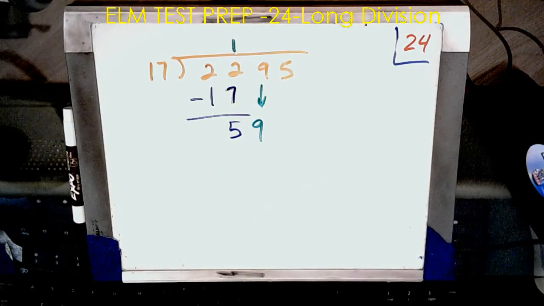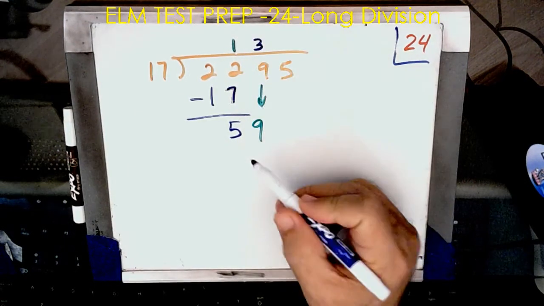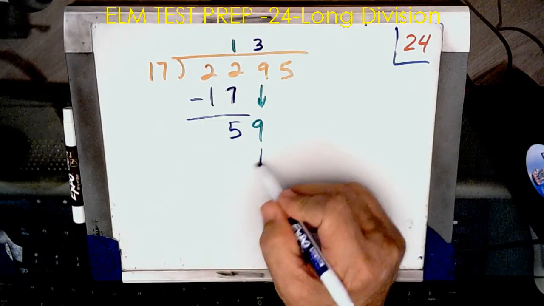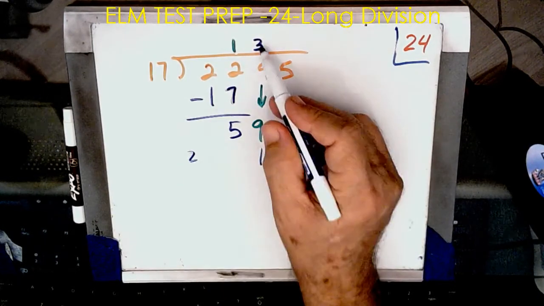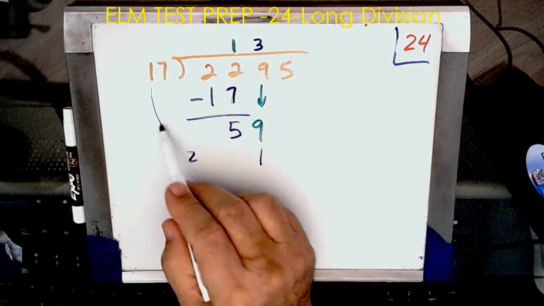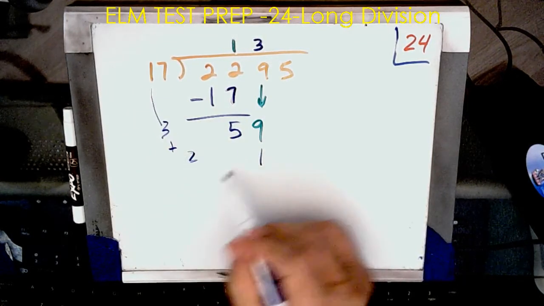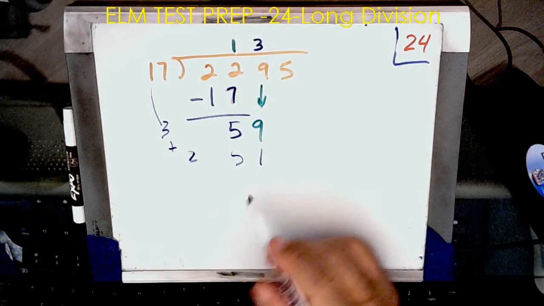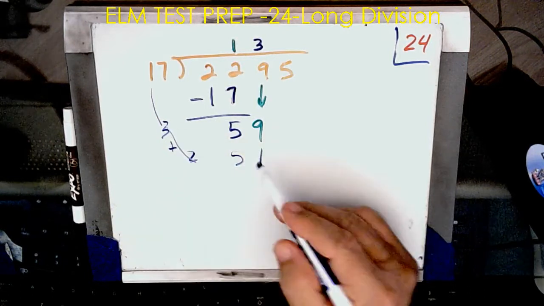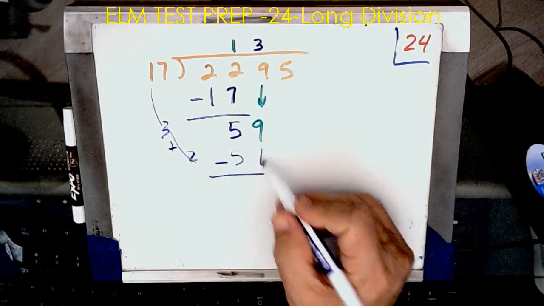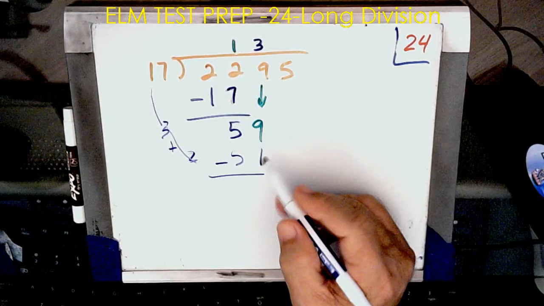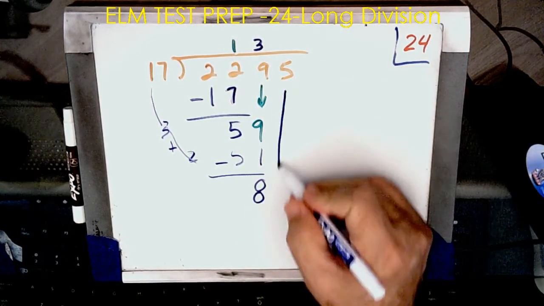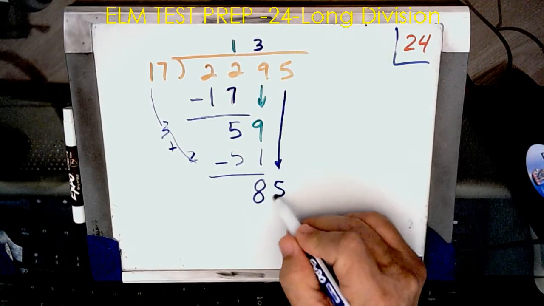a 60, so it looks like I can estimate 3, that 17 will go in 3 times. 3 times 7 is 21. Bring my carry over here. 3 times 1 is 3, plus the 2 makes this 51. Okay. Change the sign and add. Well, 59 and a minus 51. I'm going to have 8 here. And I'm going to bring down the next digit, 5.